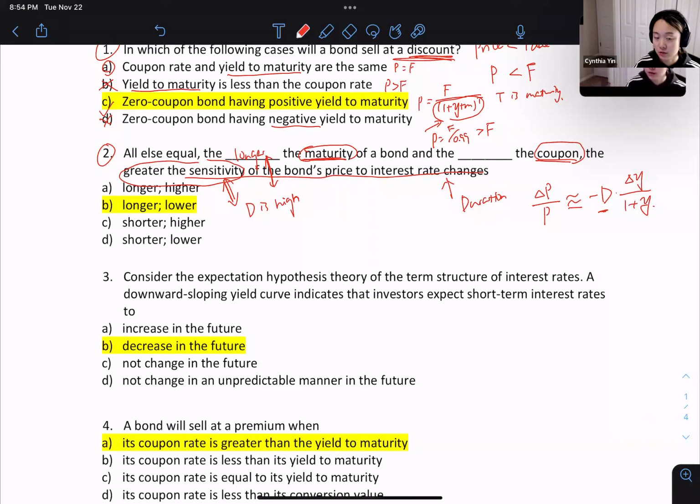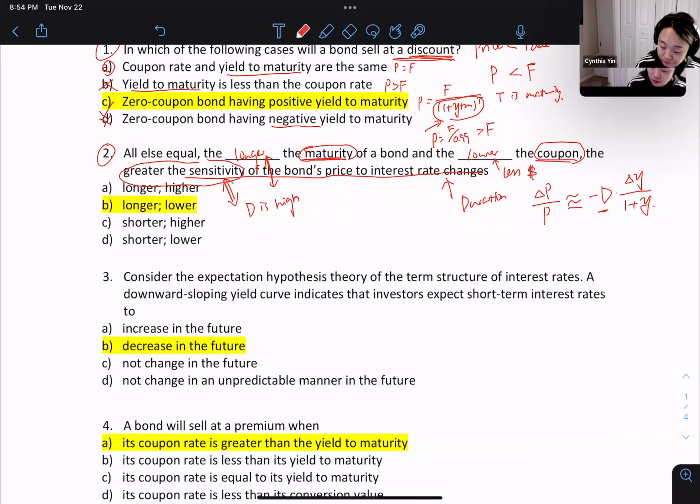So a zero coupon bond is the extreme case that has no coupon at all. It's the lowest coupon rate that you can get, meaning that if the coupon is lower, you collect less money throughout the time before maturity. You collect less money, meaning that to get your initial investment back, it takes longer. On the other extreme, if you have a very high coupon rate, you collect a lot of money early on, then your duration will be shorter because it takes less time to collect your initial investment back.